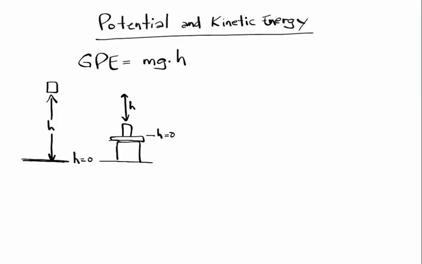Most of the time, we're changing the potential energy of something. So the change in that potential energy is due to the change in that height. So if I lift something up, I'm changing its potential energy. If I lift it up against gravity, I'm giving it energy. If I lower it down, I'm taking its energy away.